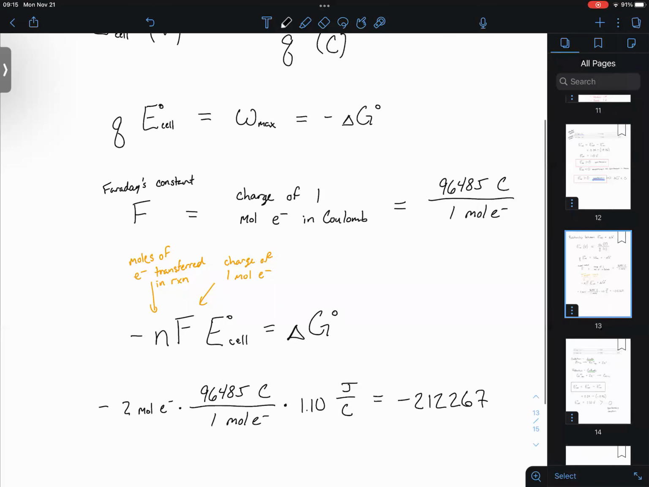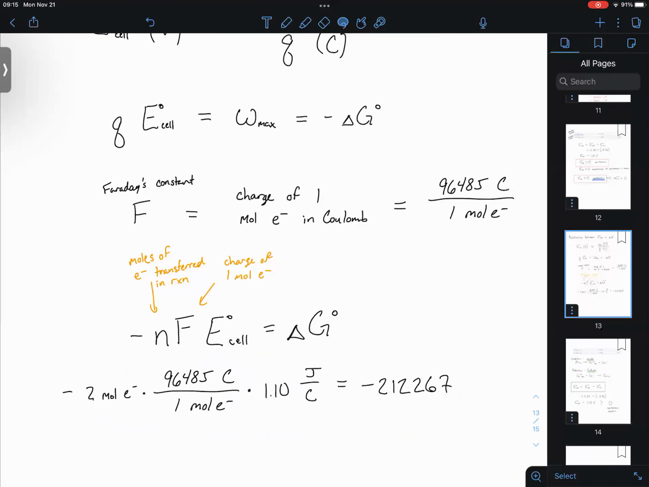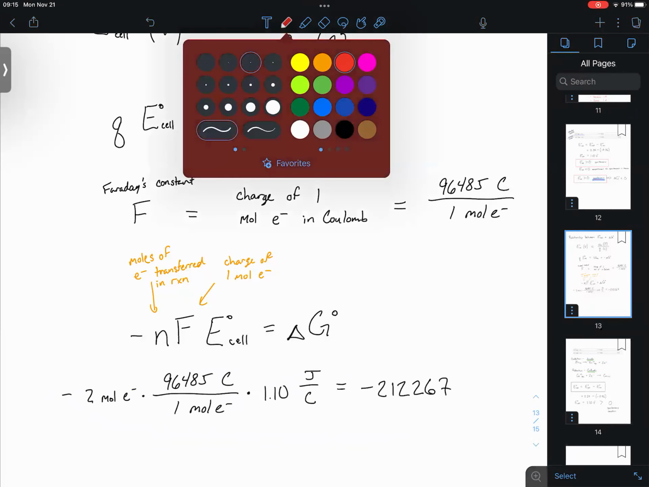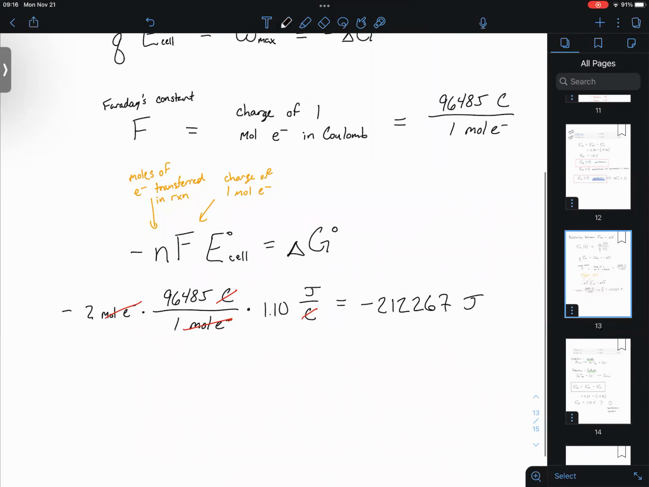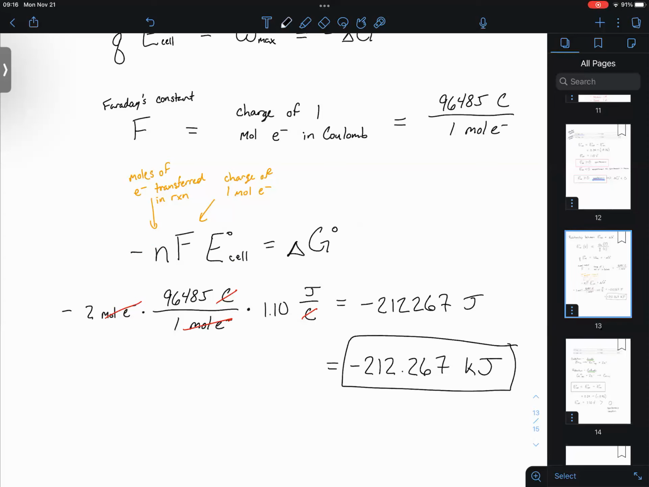But if I look at my units here, moles of electrons cancel out, coulombs cancel out. So I'm left with joules. And that sort of explains why we get such a gigantic number, because remember, the convention for free energy is to report in kilojoules. So I would then take that value, divide it by 1,000, and I would get my 212.267 kilojoules. Large free energy change for that particular reaction.